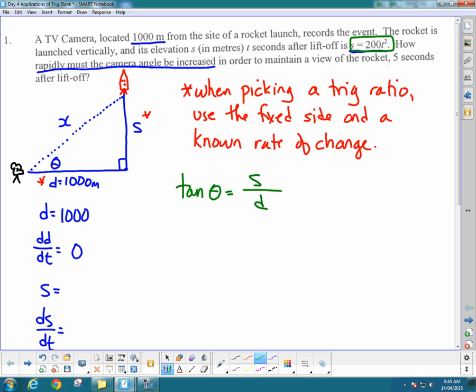Of course, we can make this a little bit nicer because there is some known stuff. We do know 1,000, and I think pretty quickly we could figure out what S is as well.